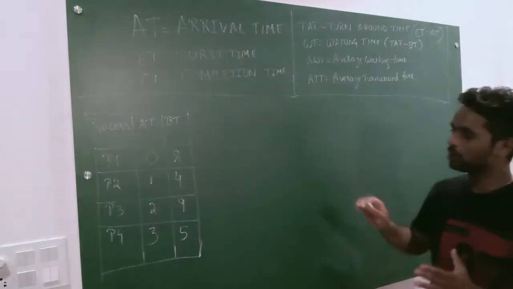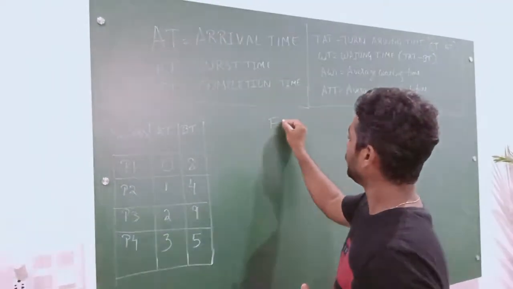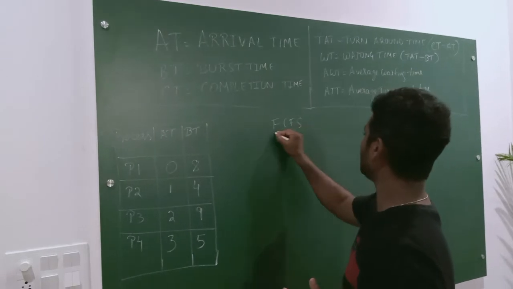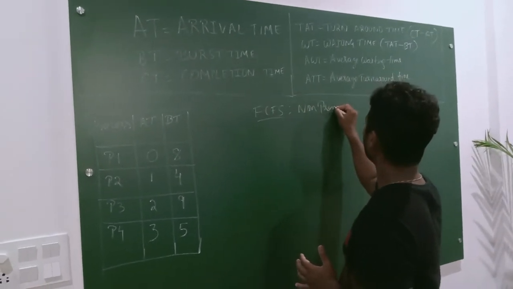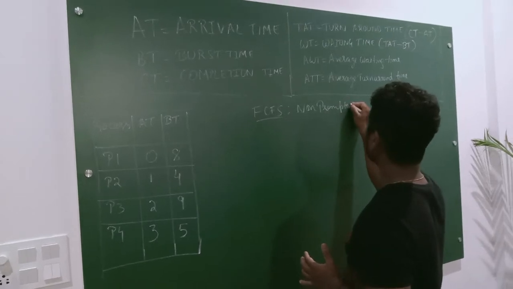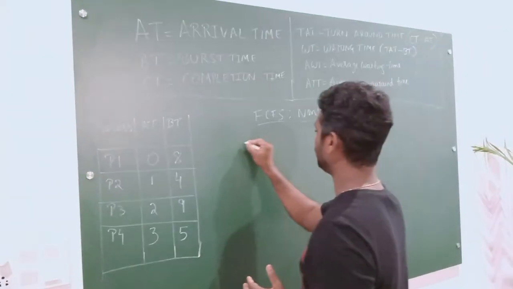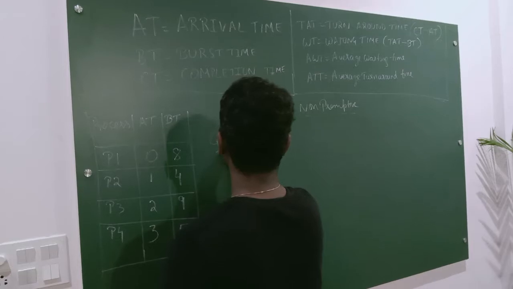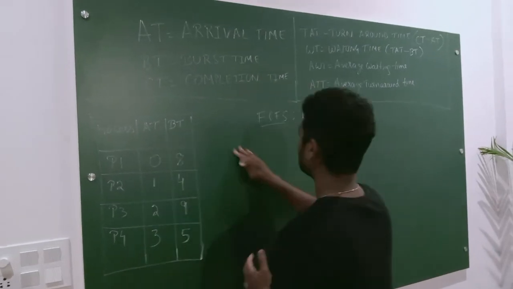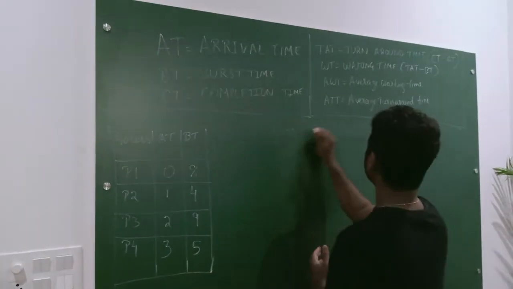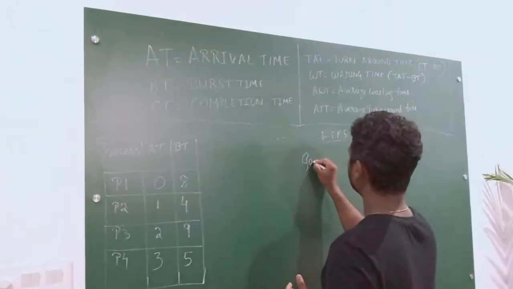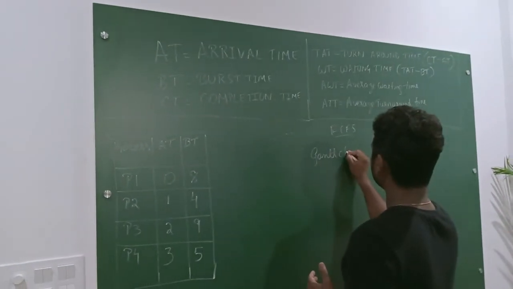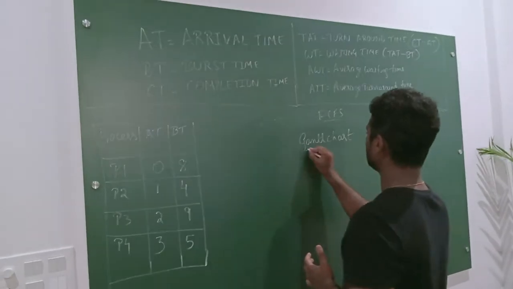So first I'll go with your FCFS. Totally, your FCFS is non-preemptive itself. So I said I'll go with that. First and foremost, I'll write FCFS, and you need to write the Gantt chart.